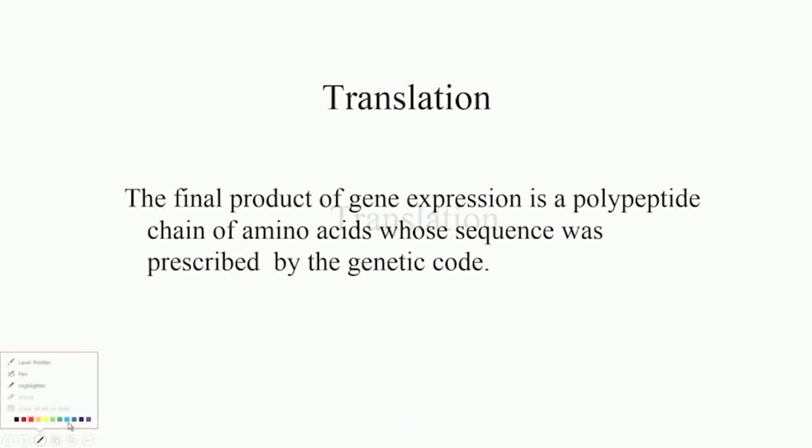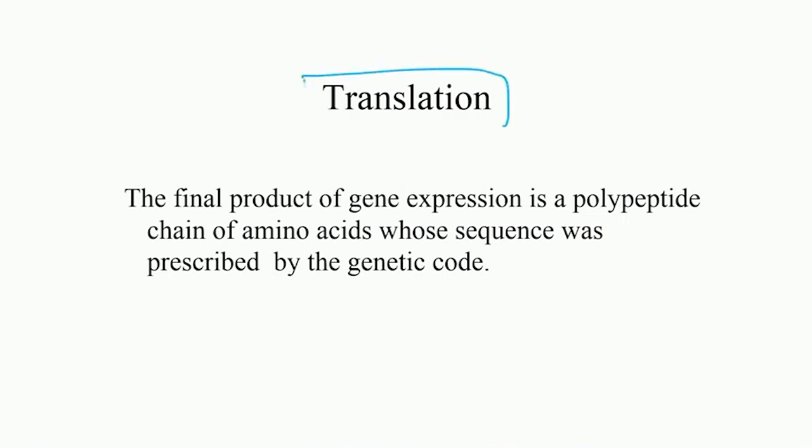In the last session, we discussed the process of formation of RNA from a double-stranded duplex DNA. This process was called transcription, which is a part of the central dogma of biology. Now, the next step: once the RNA is synthesized, the next question is how proteins are synthesized, and these proteins are synthesized by a process called translation.